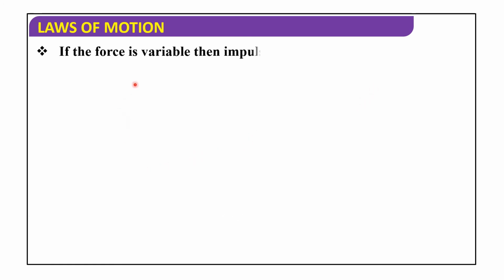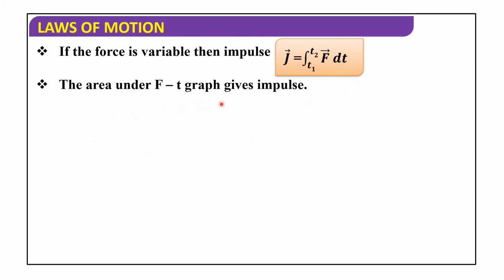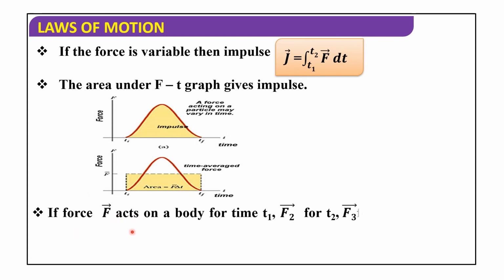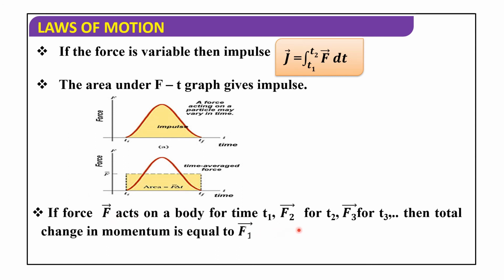If the force is variable, then impulse J = integration from t1 to t2 of F̄ dt. So the area under the F-t graph gives impulse. Here the area under the F-t graph gives impulse. If force F̄1 acts on a body for a time t1, F̄2 for t2, and F̄3 for t3, then the total change in momentum is F1t1 + F2t2 + F3t3 and so on.